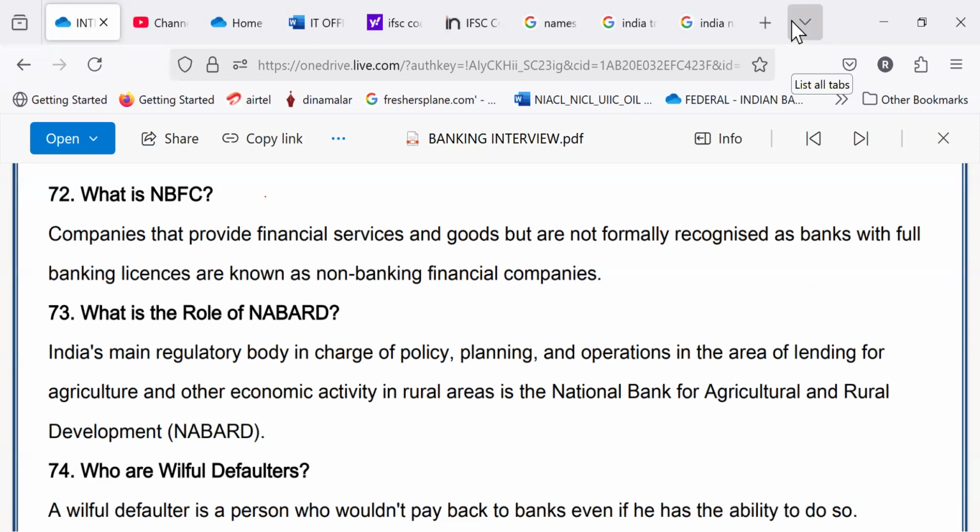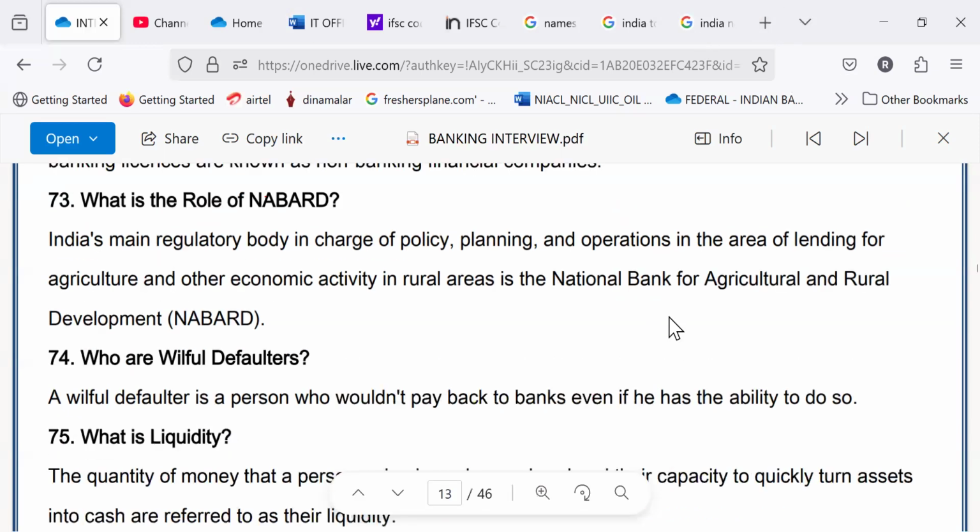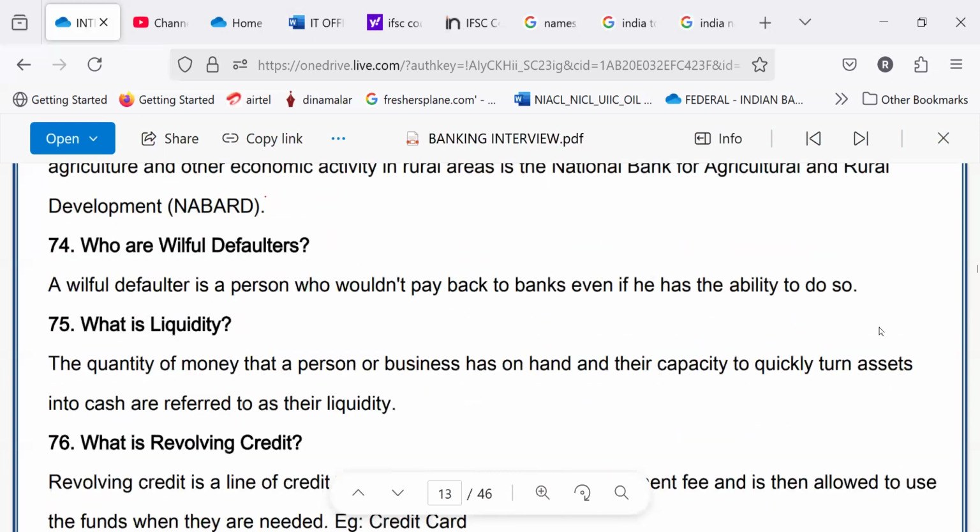Continue. What is the role of NABARD? India's main regulatory body in charge of policy, planning and operation in the area of lending for agriculture and other economic activity in rural areas is the National Bank for Agriculture and Rural Development. Who are willful defaulters? A willful defaulter is a person who would not pay back to the bank even if he has the ability to do so. Correct. Good, continue.